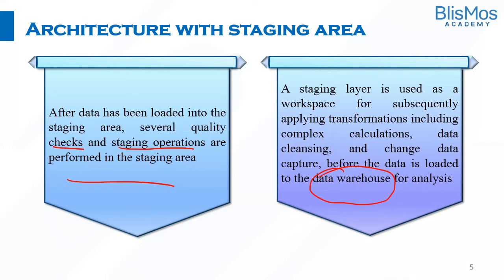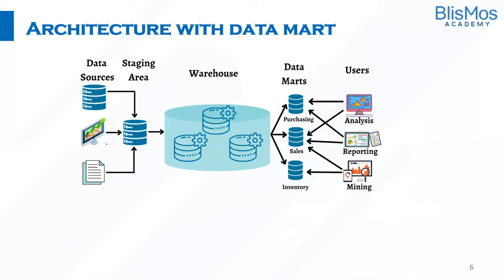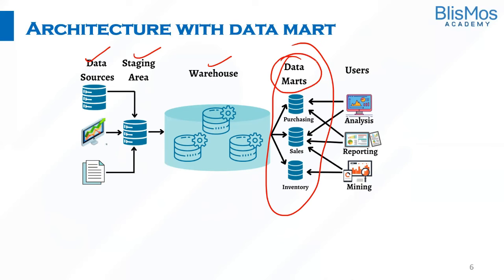into the data warehouse. What happens with the architecture of the data mart? Very simple. In the earlier layer, if you see, there was no data mart. We had data sources, staging area, and warehouse. So in this architecture, we are also bringing in the data marts. What are data marts? Data marts are a subset of the data warehouse. And anyway, we'll see what data marts are as a part of our subsequent videos.